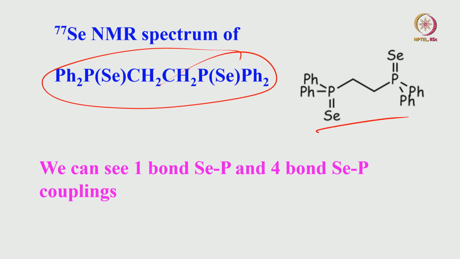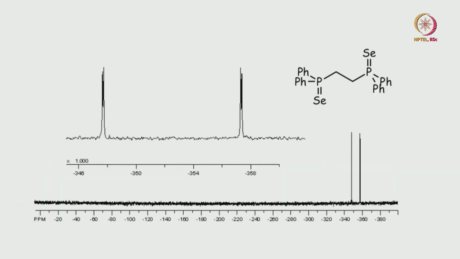And we can see 1-bond selenium-phosphorus coupling, and we can also say 1, 2, 3, 4-bond selenium-phosphorus coupling. Both are possible. Simply record the spectrum of it with proton decoupling. You are going to get 2 peaks. What are these 2 peaks coming from? You can measure it. This is coming because of 1-bond selenium-phosphorus coupling. Why 2 peaks? Actually there is a symmetry.